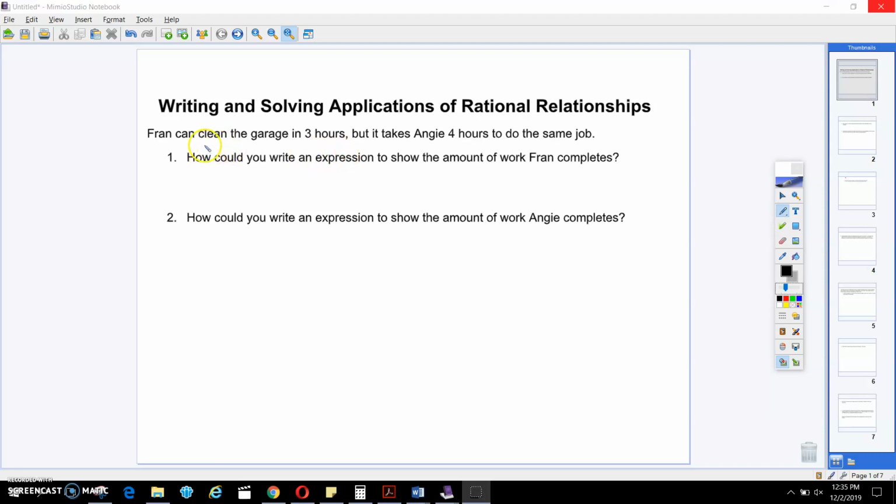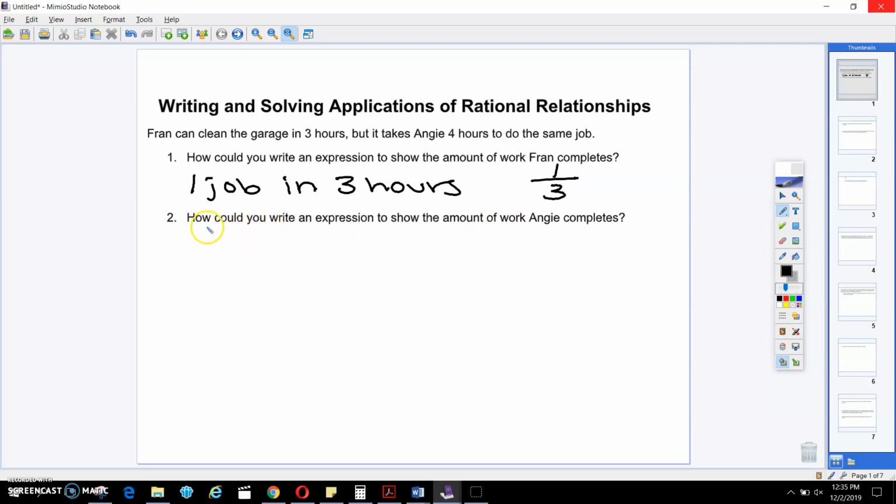All right, so in this problem, it says Fran can clean the garage in 3 hours, but it takes Angie 4 hours to do the same job. How could you write an expression to show the amount of work Fran completes? So we know that Fran is doing one job, right? And she's going to do it in 3 hours, right? Okay, so that expression is going to be 1 over 3. She's doing one job in 3 hours.